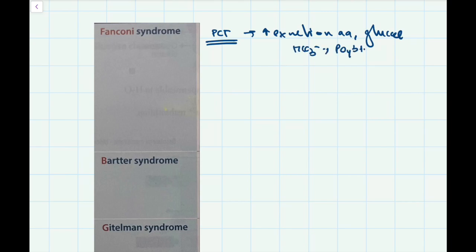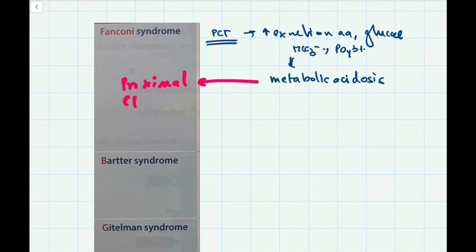So in Fanconi syndrome, there is a generalized defect in the reabsorption in the PCT. Due to this, there is an increase in excretion of amino acids, glucose, along with bicarbonate and phosphate. Due to this loss of bicarbonate, there will be metabolic acidosis, and this is the proximal or type 2 RTA, along with hypophosphatemia and hypokalemia.